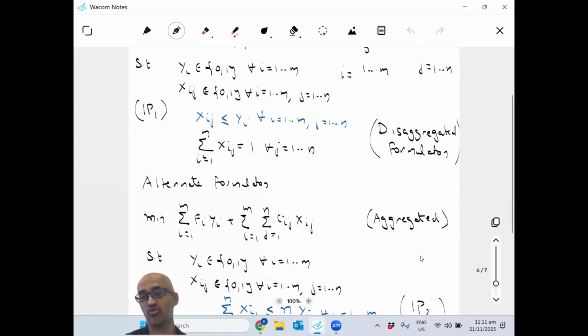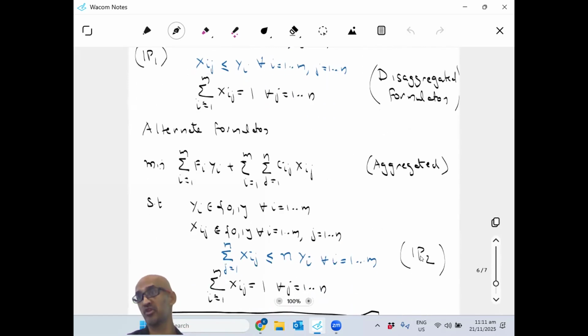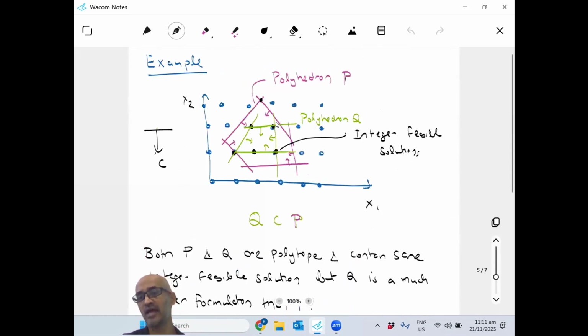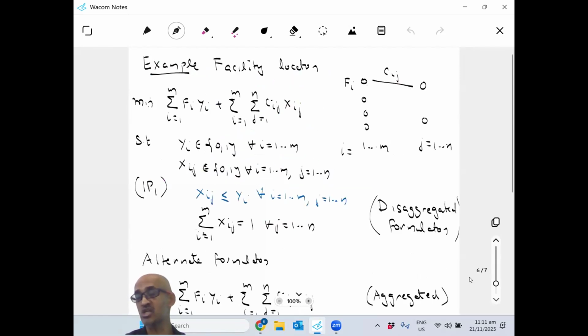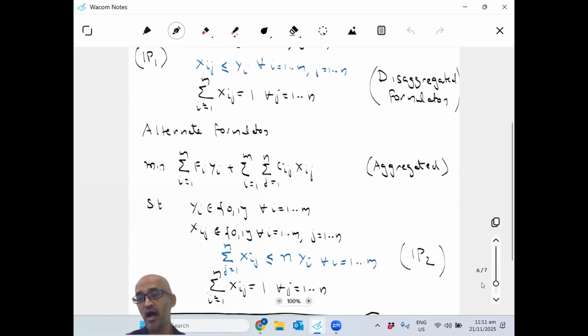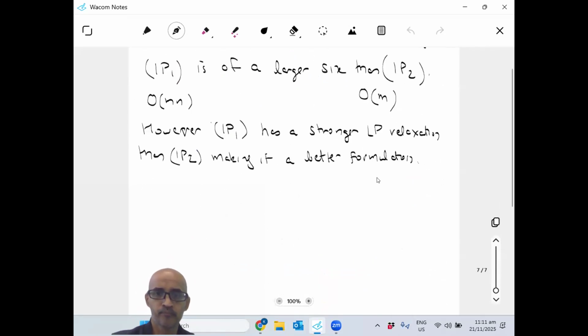However, the LP relaxations, if I take these variables being 0 or 1 and relax them to being between 0 and 1, the LP relaxations of these two problems may not be the same. So you can go back to thinking of this problem. The LP relaxations of both have the same set of integer solutions, but the LP relaxations are different. Similarly, this is of course in higher dimensions. I claim that the LP relaxation for IP1 is better than the LP relaxation for IP2. Why? Why does this have a stronger LP relaxation than IP2?